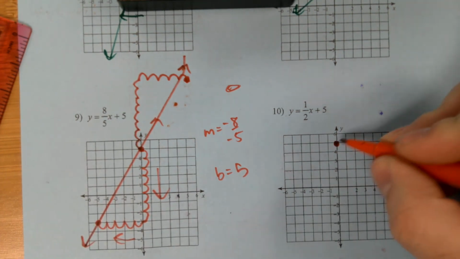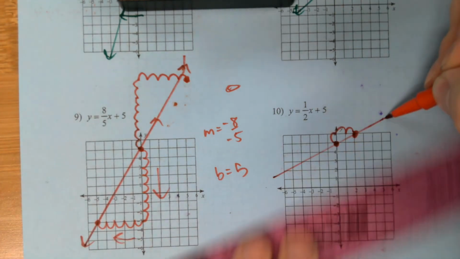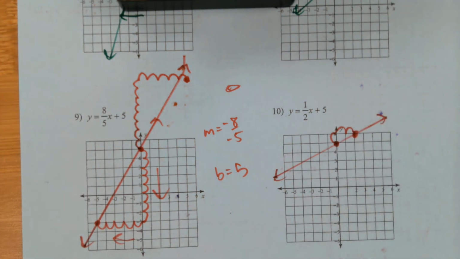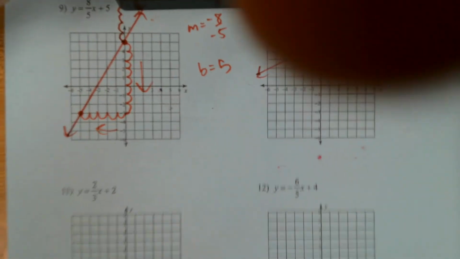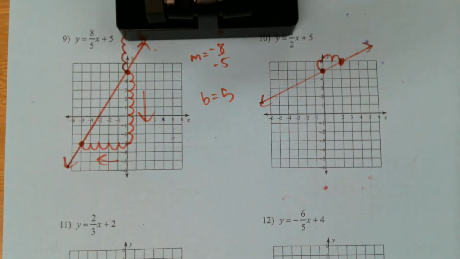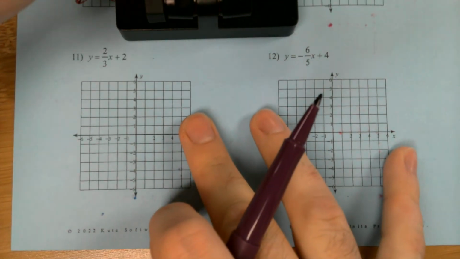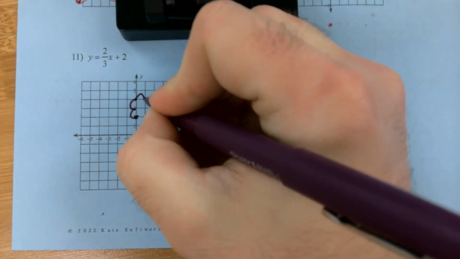Here we're starting at positive 5. We're going up 1 over 2. Our line looks like that. For number 10. All right, number 11, starting at positive 2, up 2 over 3.